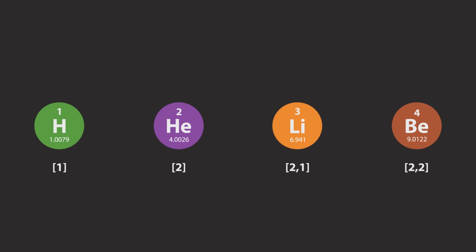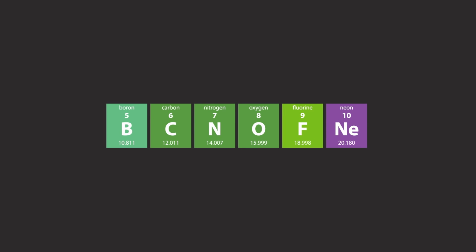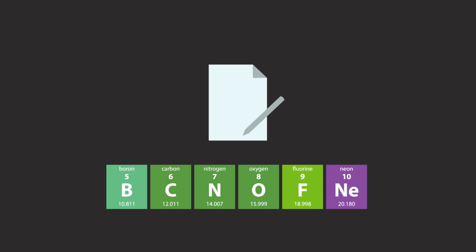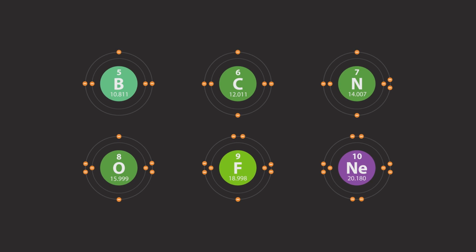Now, for an exercise. See if you can draw the electron configuration diagrams for the following elements. Grab a pencil and a piece of paper, pause the video, and resume when you're ready. Now let's compare to what you've drawn. Notice that the atoms for all elements in the second period have 2 electron shells.